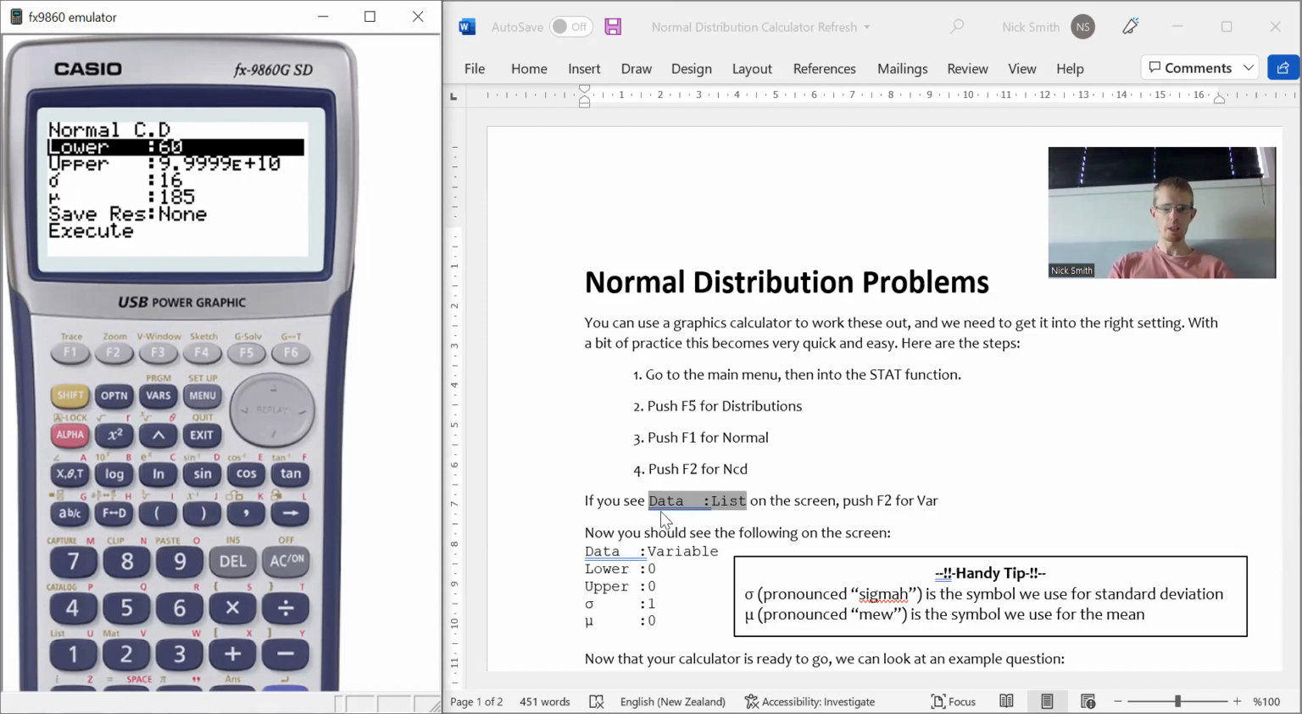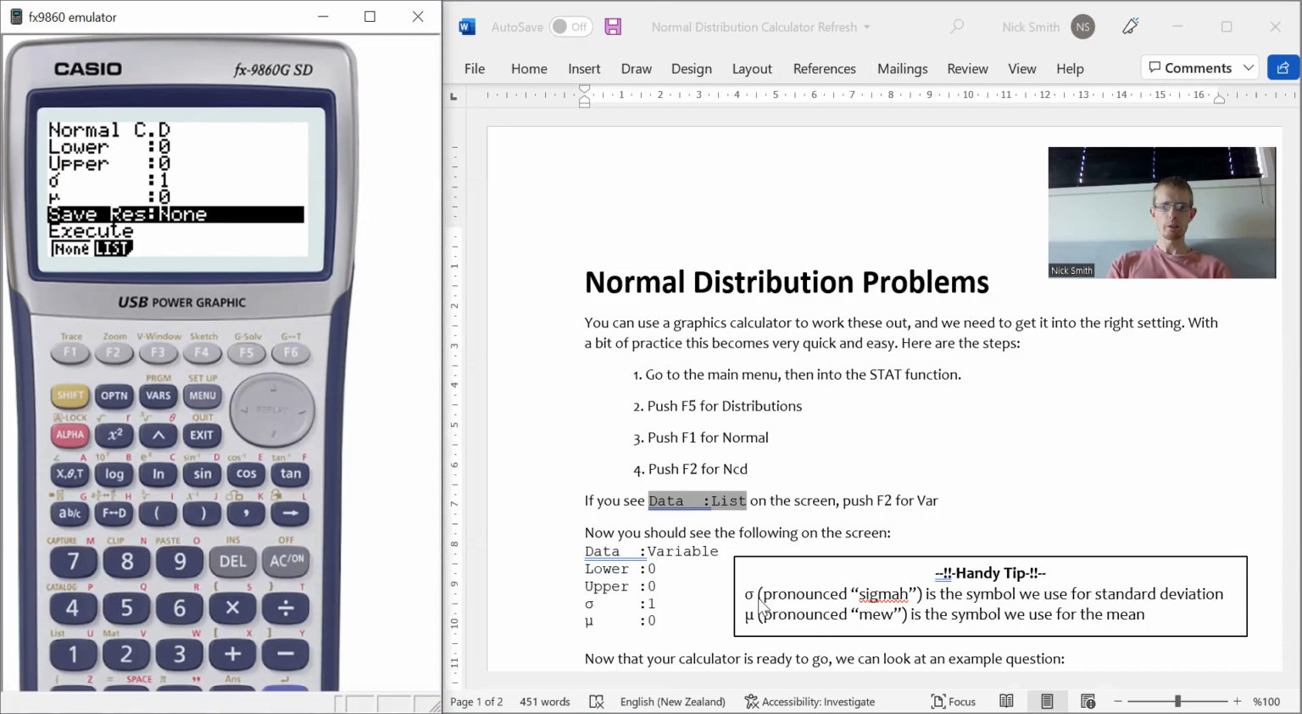If you see up the top this thing saying data list, you will need to push F2 to change the list to variable. Okay, so you should see this on your screen, data, variable, and all this stuff. For my one, I don't have that thing, I've just got the lower, upper, etc. I will just clear all these for the moment, and we'll put that in there and that in there, so it all matches what you see there. Okay, so we've got 0, 0, 1, 0. That's what you should normally see on your calculator.